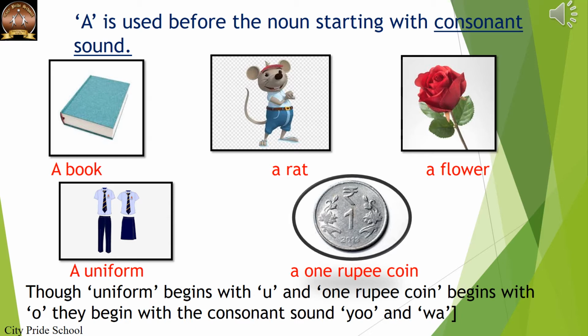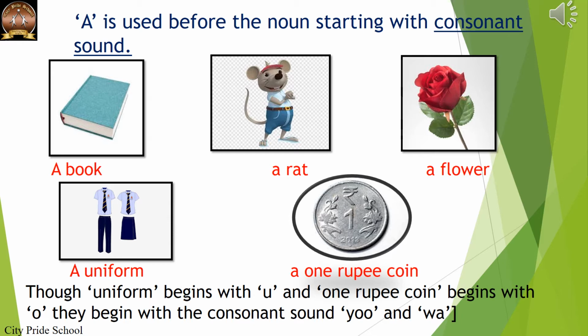A is used before the nouns starting with a consonant sound. I again repeat, a is used with the consonant sounds. Example, book, rat, flower. All these nouns start with a consonant sound b, r, and f. So we say a book, a rat, and a flower.